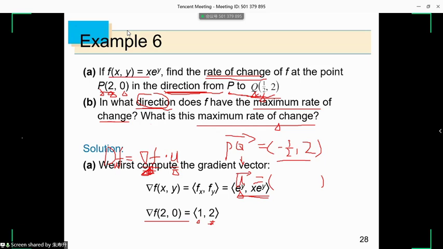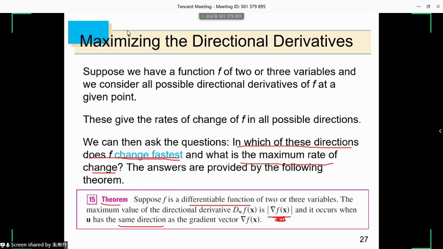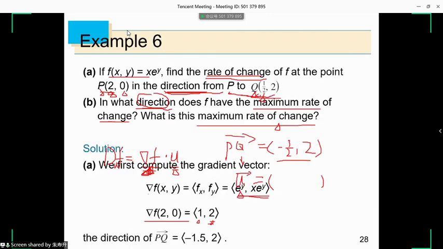So the direction of the maximum rate of change is the direction of the gradient. So here it has the same direction as the gradient of f. So this is the maximum rate of change, and the greatest rate is this one. The absolute value is the maximum rate of change. What we need here is the gradient.